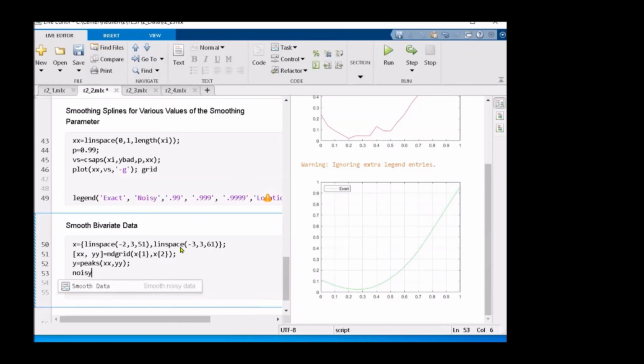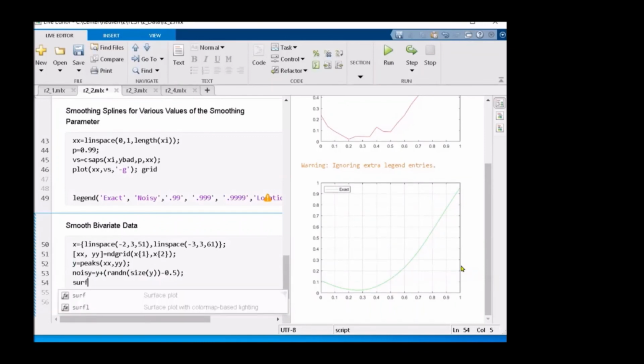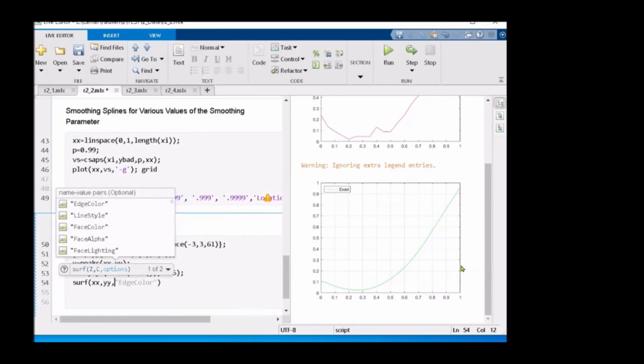Okay, now let's plot the noisy result the same. We will take our peaks and add some random noise. Random normal, it could be, and size of our y, or x, doesn't matter. No, y should be y. And let us just move it a little bit lower for the beauty. Okay, and now let's plot this surface.